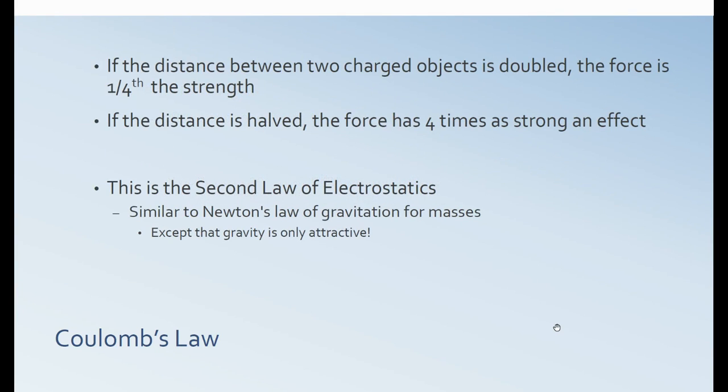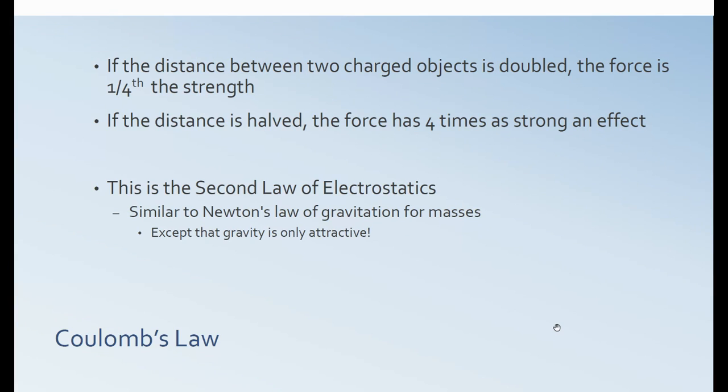So if we have two charged objects and we double the distance between them, the inverse square says the force is going to be only a quarter of the strength that it was before we moved the objects. If we halve the distance between two charged objects, now the force is going to have 4 times as strong an effect. And this is the second law of electrostatics.